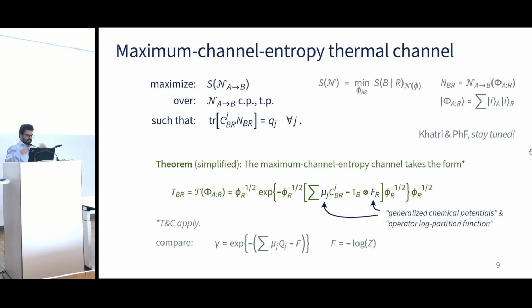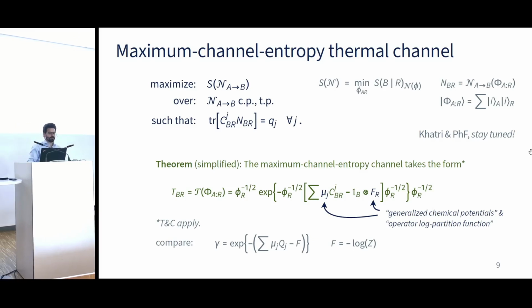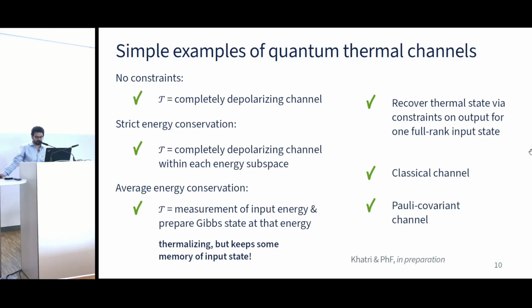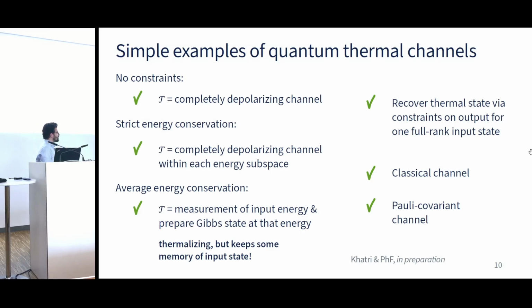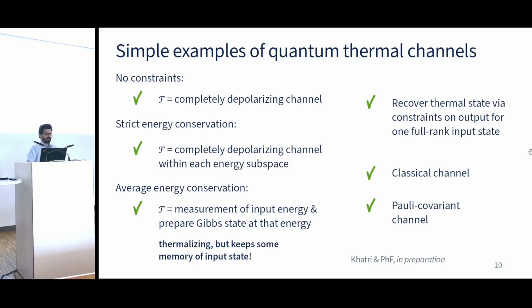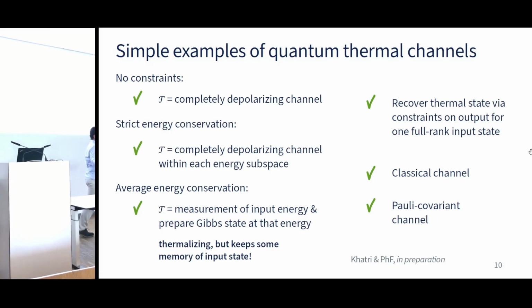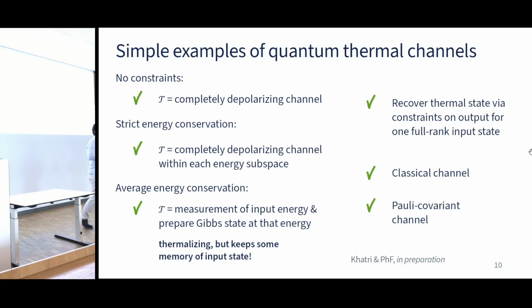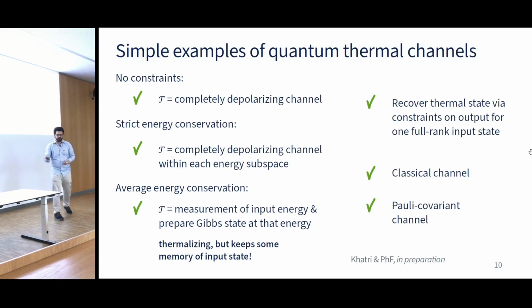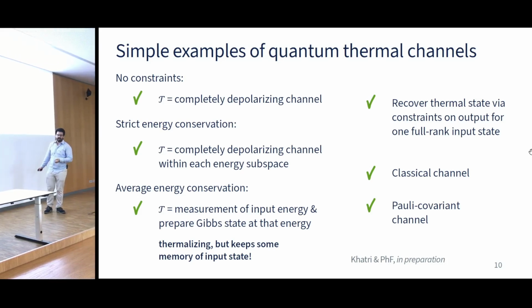So this is the general structure, the way you can think about the optimal channel that optimizes this maximum channel entropy, the thermal channel. So we can straight away start computing some examples. Well, if we don't impose any constraints at all, it's intuitive. The channel we get is the completely depolarizing channel that erases its input and prepares a maximally mixed state. That's what you'd expect, and that's what you find.